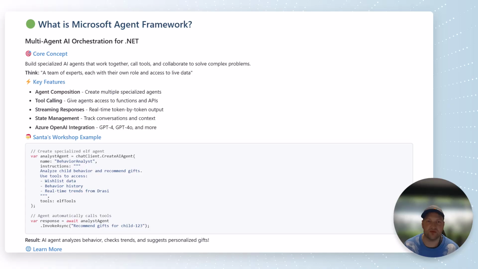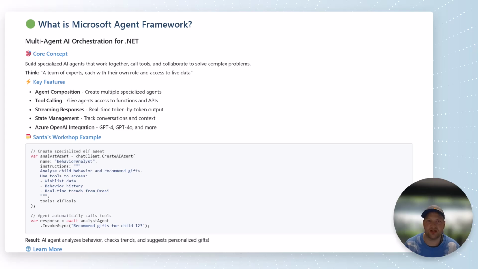So just going back to Agent Framework again, it lets us build AI agents that can call tools and work together in workflows. Think of it as giving your AI access to functions and APIs in a standardized way. So this was a mix of Semantic Kernel and a bunch of other tools as well, where Microsoft has now standardized on Agent Framework to do that. So the code that you can see here is creating our behavior analyst agent.